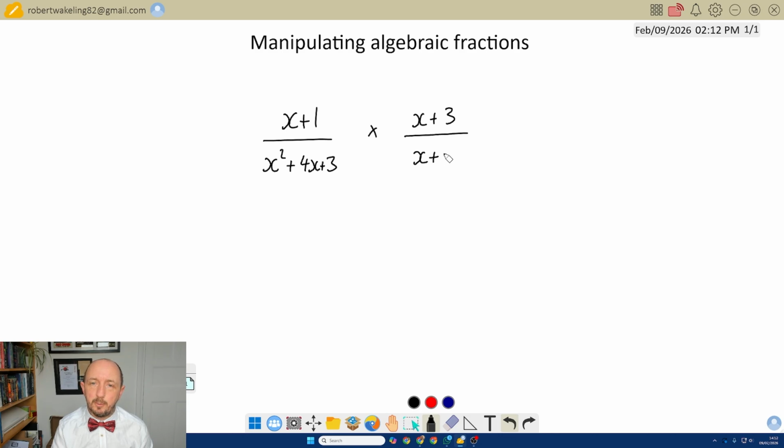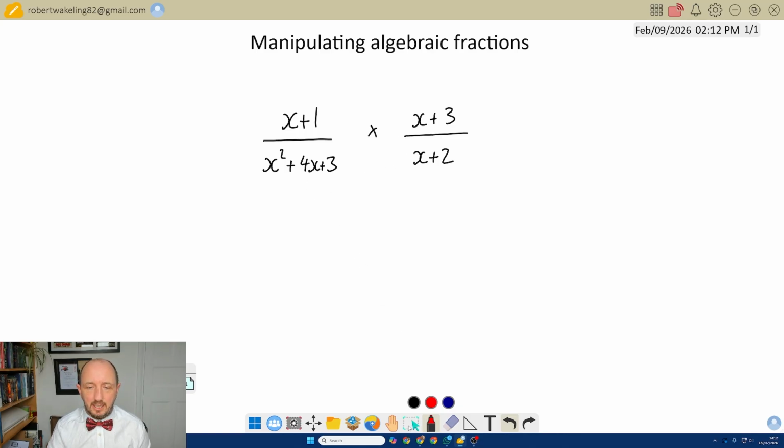(x + 2). Okay, so you could do the traditional top times top, bottom times bottom, but this kind of expansion and multiplication you want to avoid, because then you're going to have to factorize it at the end anyway. So what I've always recommended when you deal with algebraic fractions and you deal with multiplying fractions is that you factorize first and then look at the diagonals.